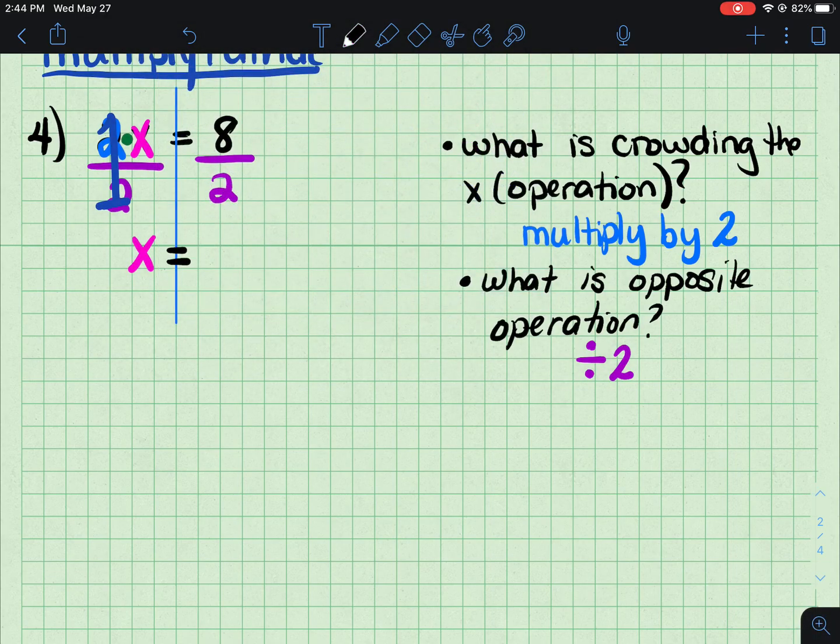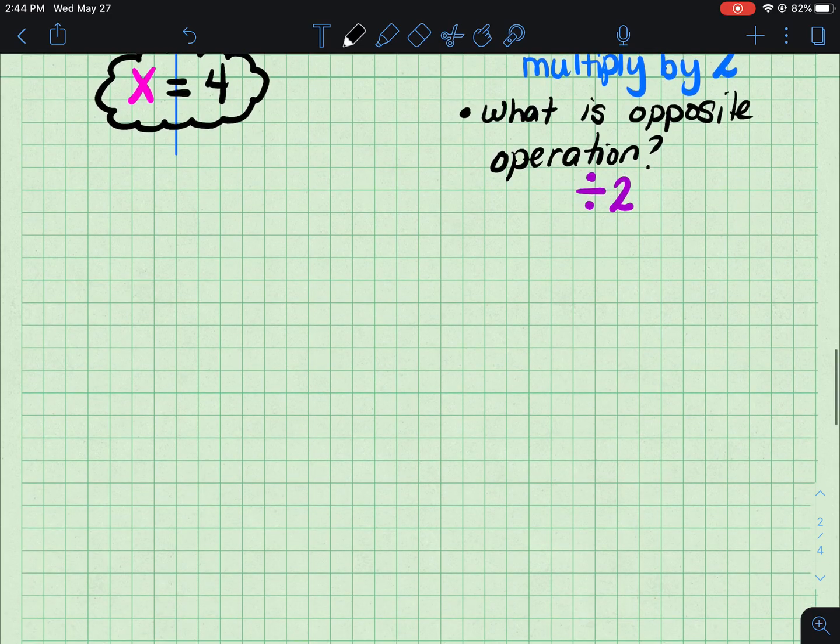And then we have to do 8 divided by 2. Again, if you don't know your divisibility, use your working memory for the algebra, do the arithmetic in your calculator for now. So 8 divided by 2 is going to be 4. And that's your answer here. Okay? Let's go to number 5.